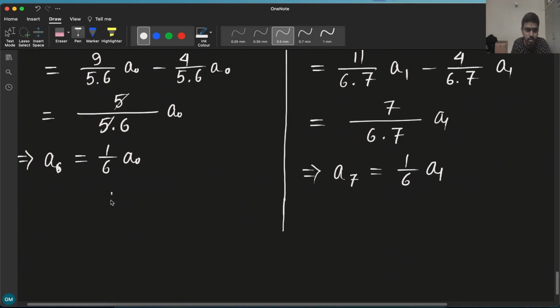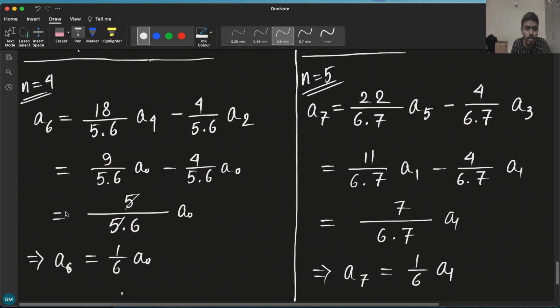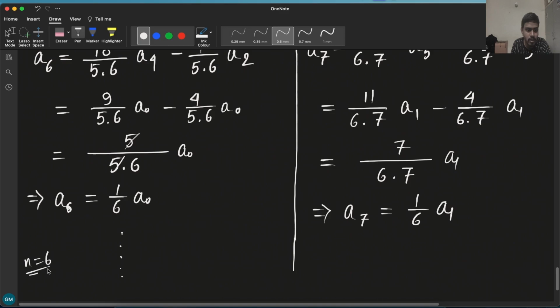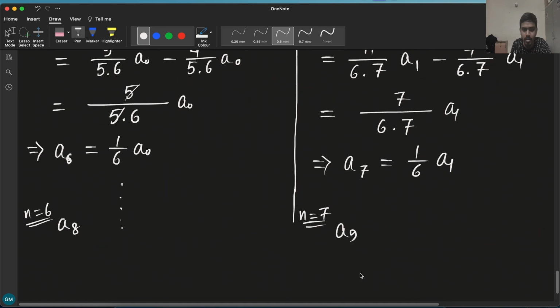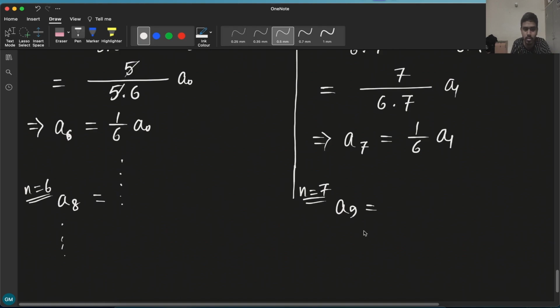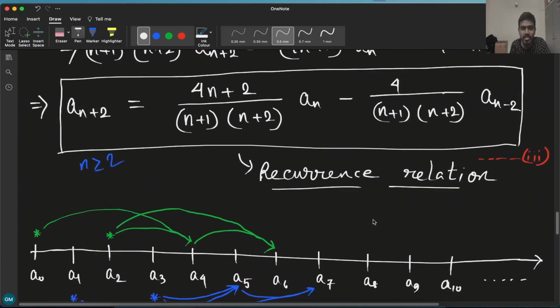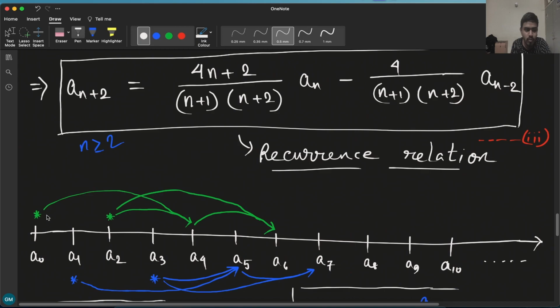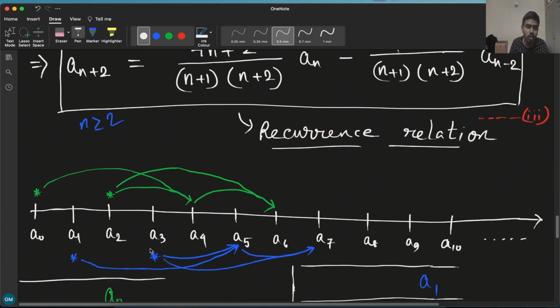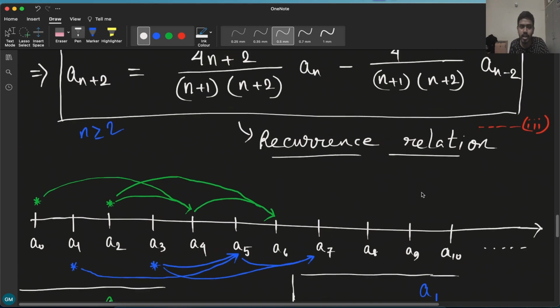And this is how the series will proceed. Like now if I put n equals 6, then I will get a8. If I put n equals 7, then I will get a9, and then it will proceed; I will find the other terms. So what this recurrence relation says is basically, if we are given two consecutive even terms for this series, then I can tell the next even term. And if we are given two consecutive odd terms, then I can tell the next odd term. So that's the relevance of this recurrence relation.